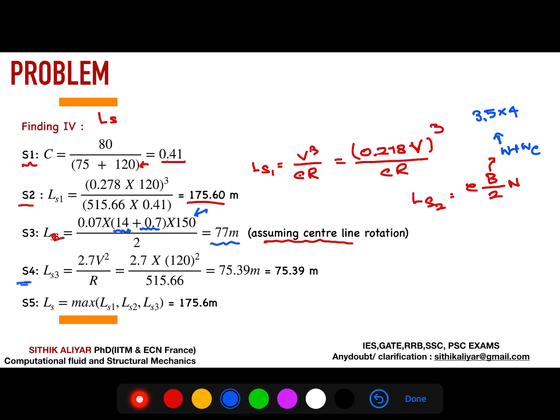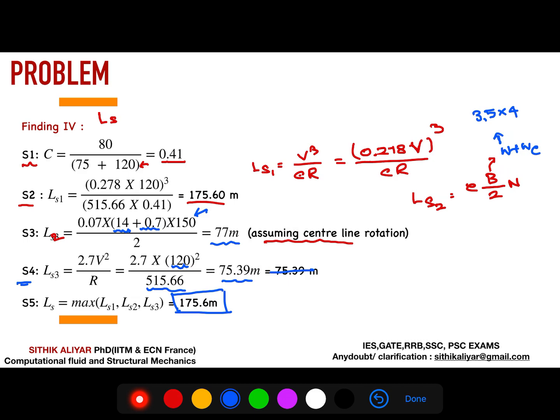Step 4, I hope they have given the plain topography. It's 2.7 V square by R. V is given 120 and radius is 515. You do the algebra, so you will get 75 meter. Okay, so maximum of these 3 is 175 meter. So length of the transition curve, you have to provide 175 meter. So this solves this particular question. I hope it made you clear in the concept of super elevation.